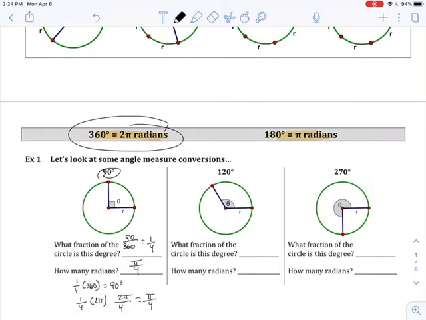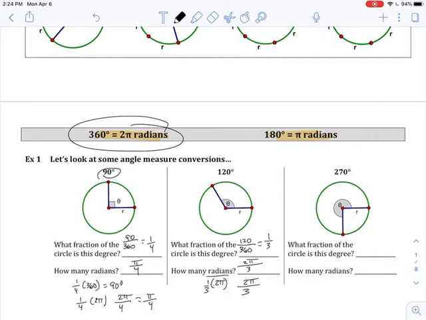Okay? Do the same thing here. I'm going to look at the fraction that angle is of the whole circle. So 120 over 360 reduces down to 1/3. And then if I want to go to radians, I'm going to take that 1/3 and multiply it by the whole circle, which is 2 pi if we're in radians. And that's going to give me 2 pi over 3 for how many radians that would be.